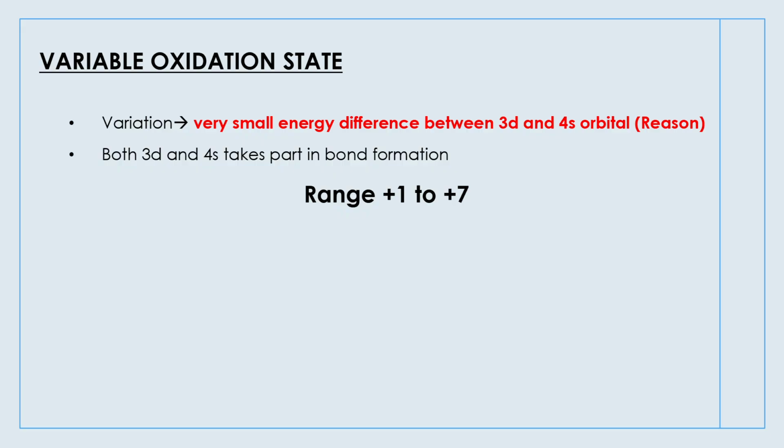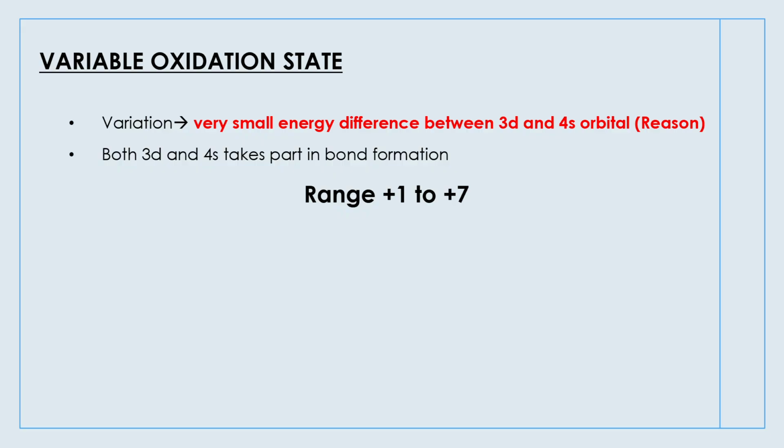You get this question in your board examination when they ask you what is the reason behind the variable oxidation state of the transition element or the 3D series or D block. They can rephrase the question, but the answer will be same. The answer is that there is a small energy difference between the 3d and 4s orbital that results in the variable oxidation state of the transition elements or the D block elements.